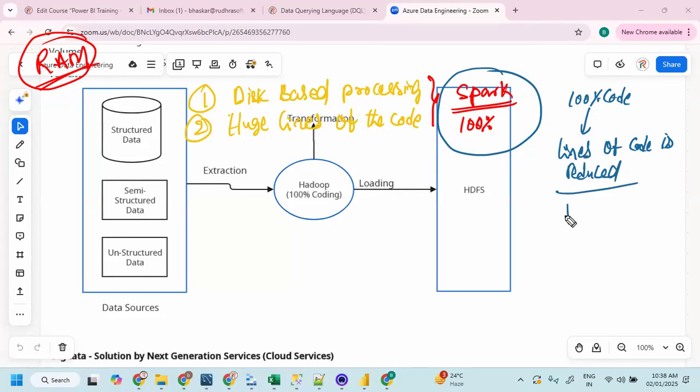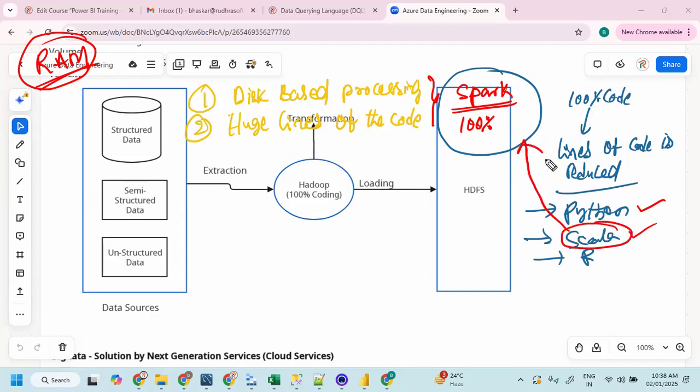And they started using Python also. They have given the feasibility to write in Python, Scala, and so on. So if a person is more interested in writing code with Python, they can go with that. And Scala also came. Spark was designed with the help of Scala. It's a native language of Spark.